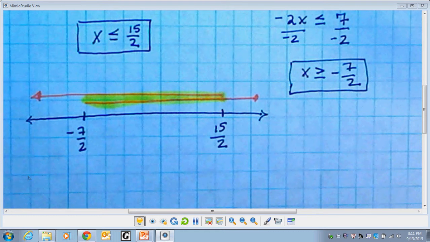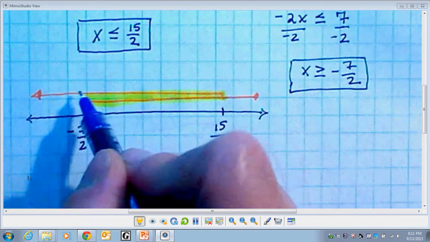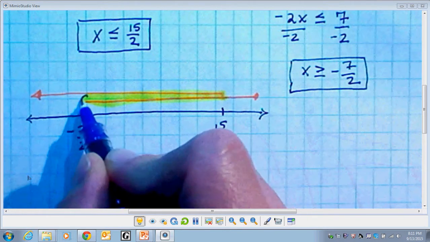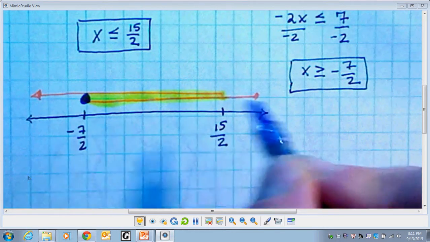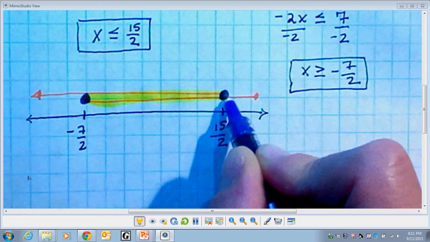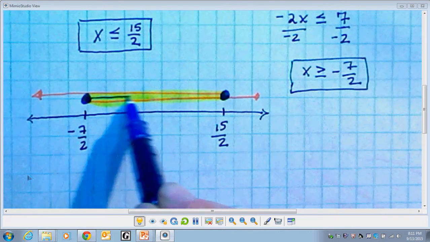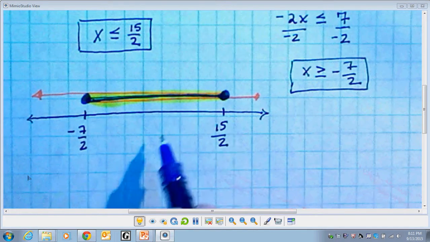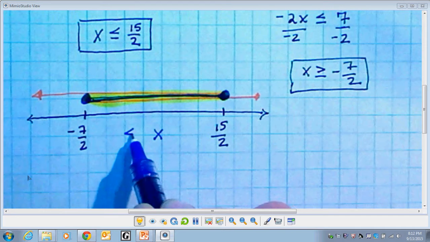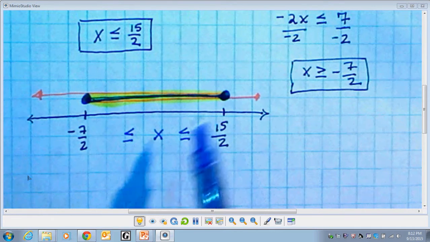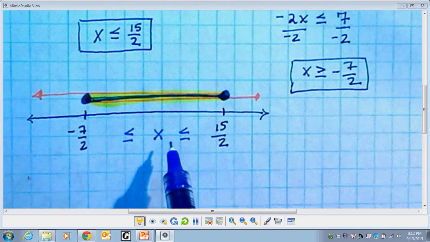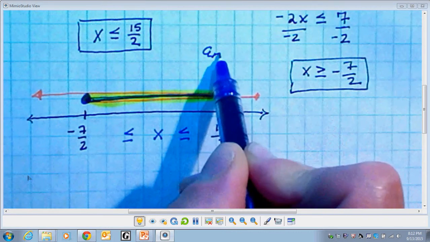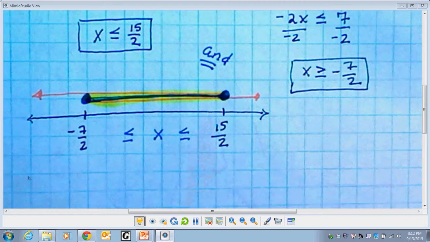So when I'm graphing this, because there's an equal sign underneath both inequalities, this is going to be a closed-in circle, this is going to be a closed-in circle, and my line goes in between. Everything in between. So x is in between here. This is also another way of writing my answer. If I keep them separate like this, I have to write the word and in between the two.